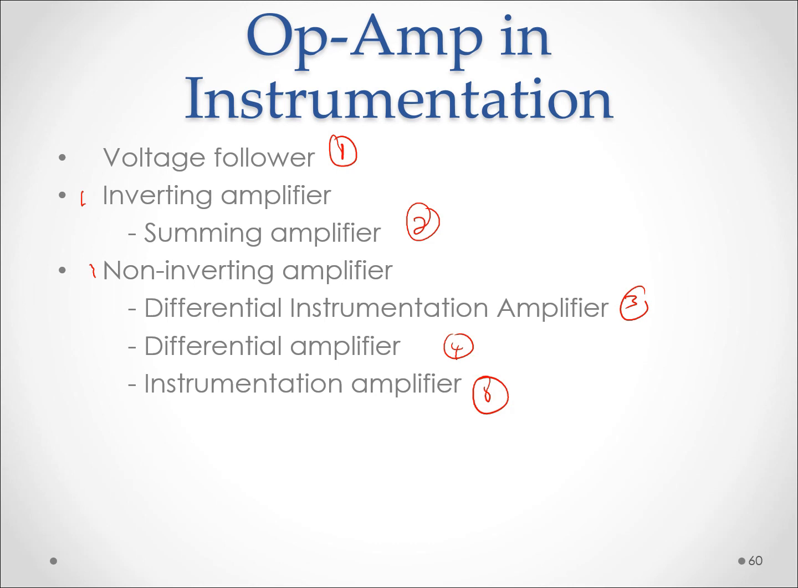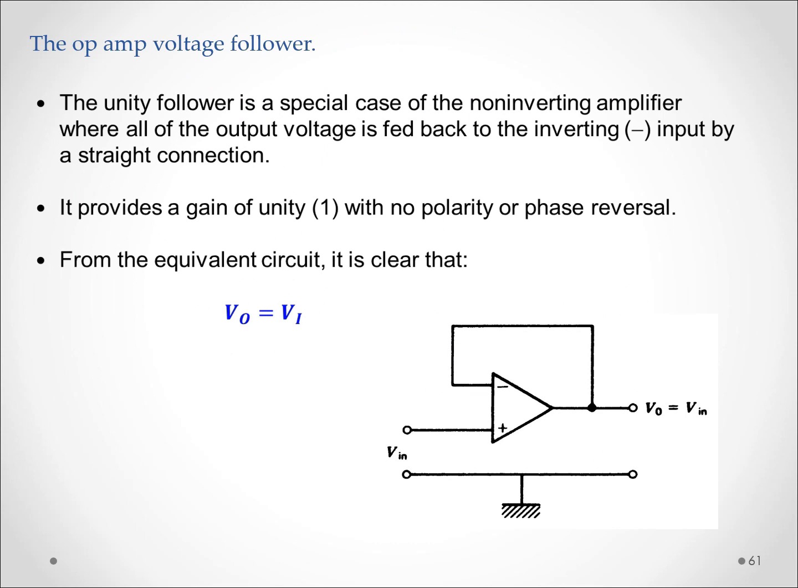For the voltage follower, the unity follower is a special case of the non-inverting amplifier, where all the output voltage is fed back to the inverting or negative input by a straight connection. It will provide a unity gain of 1 with no polarity or phase reversal. From this equivalent circuit, it is clear that V out will be equal to V in.